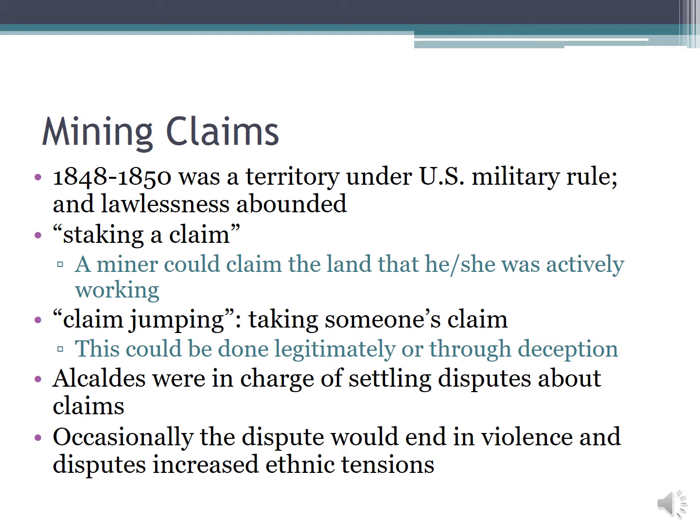And we're actually going to talk later in this lecture about Joaquin Murrieta, who famously had his mining claim jumped, and a series of horrible things happened to him after that led him to basically become this famous legendary outlaw during this period of California history.